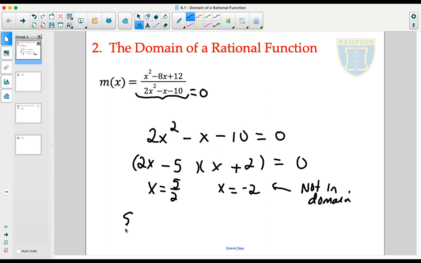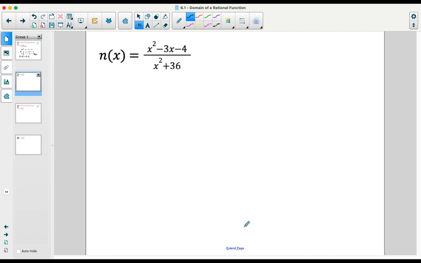If we want to write the domain of the function, we're going to say that x is an element of the real numbers, such that x is not equal to 5 over 2 or negative 2. It may be that the domain simply stays all real numbers with no special consideration from the denominator.